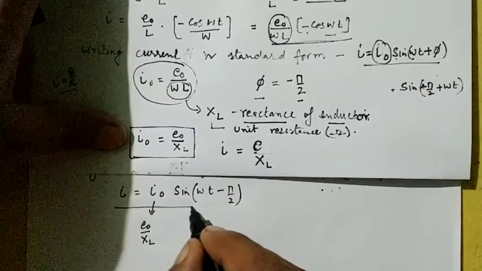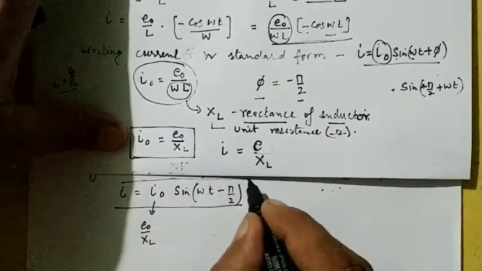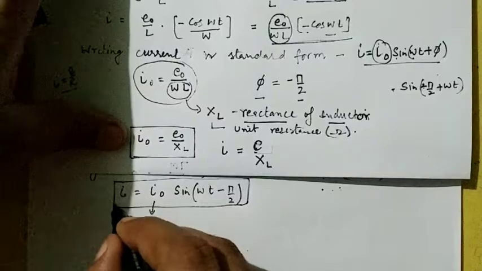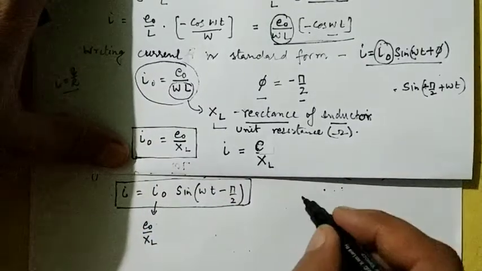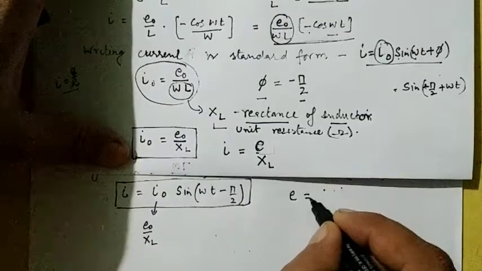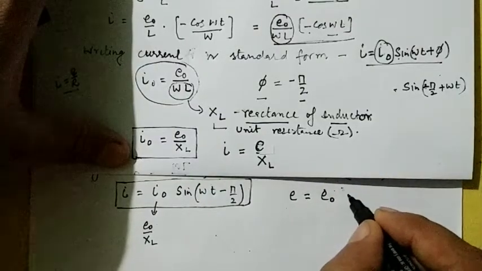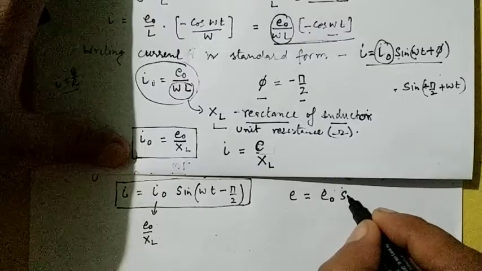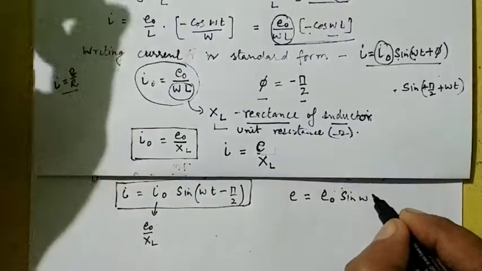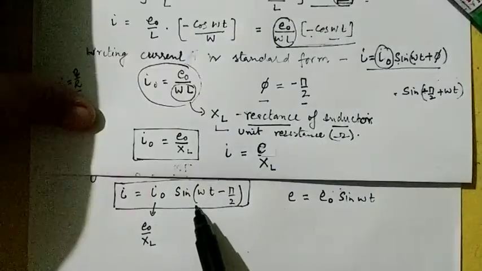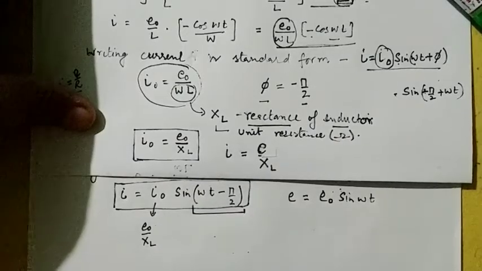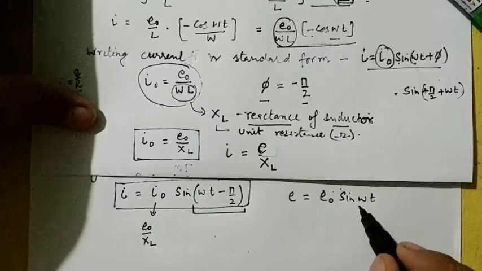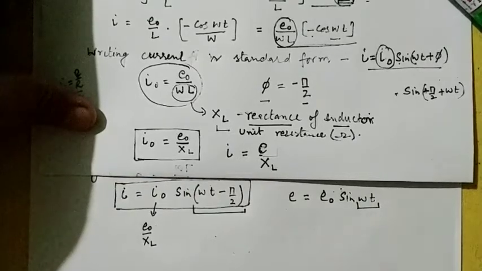So this is our current equation. Now if you want to compare it with the phase of a voltage, we know that the voltage equation is represented by E is equal to E naught sine of omega t, and concentrate on the phase. Here the phase is omega t minus pi by 2, but here the phase is omega t.